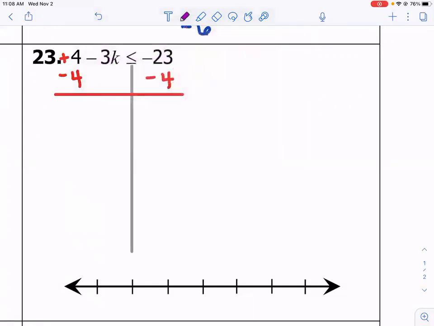Okay, here is what I worry about. What do I bring down? Oh, thank you, Harper. It is negative 3K. Please make sure that 3 still has that sign attached to it. Less than or equal to negative 27.